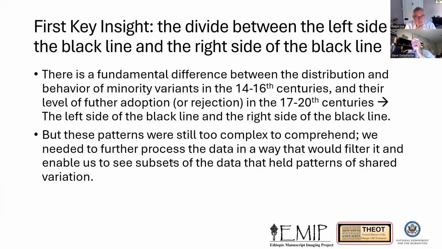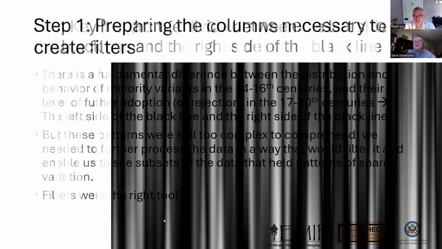We needed to further process the data in a way that would filter it and enable us to see subsets of the data that held the patterns of shared variation that are the meaning, that hold the key to the meaning of what's going on. So Ralph here, who was very familiar, he's a magician when it comes to what you can do with a spreadsheet, trained as he was as an engineer, his first PhD. And we said, I'll bet you we can do that with filters. We've already got it in a spreadsheet, and I know how to set up filters in this thing where we could get a closer look.